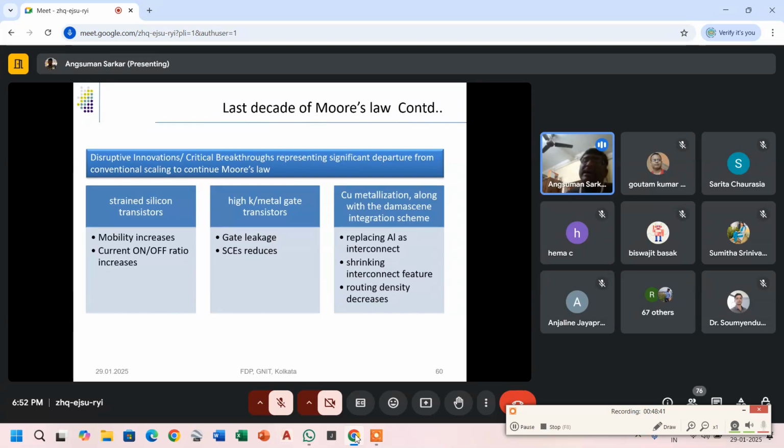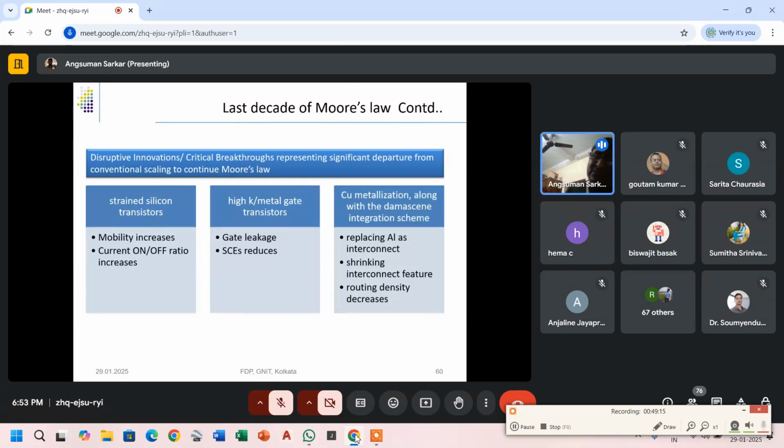What are the other things? The copper metallization has again come into the picture. Initially, the metallization was done by metal. Later, the metal was replaced by polysilicon. Again, metal technology has been reintroduced, so that the interconnect feature can be shrunk, because if the transistor is shrinking but the interconnect is not shrinking, then the overall performance will be the same.